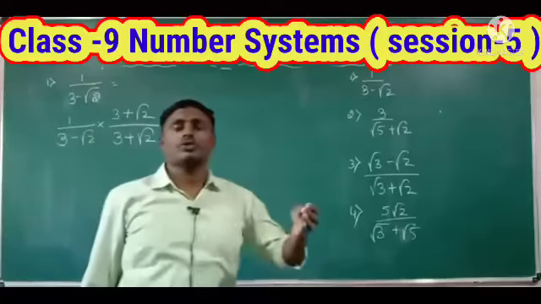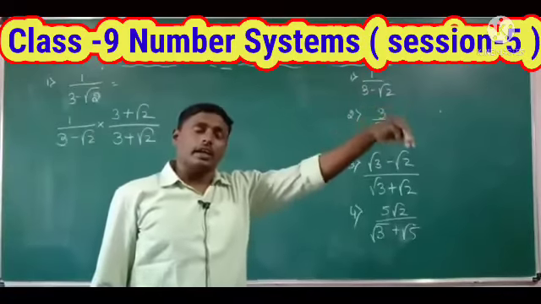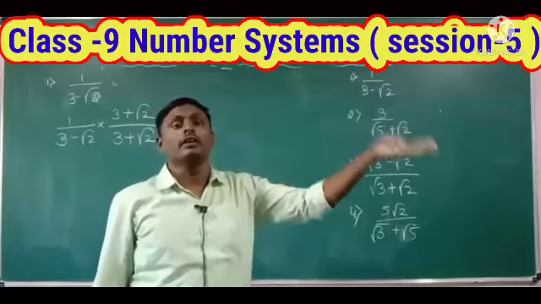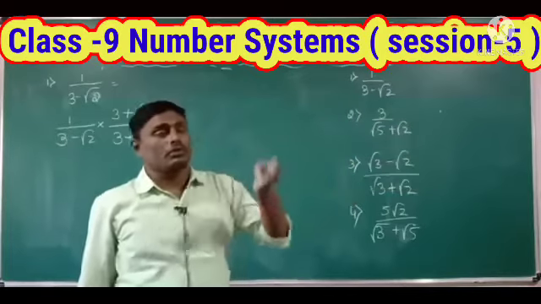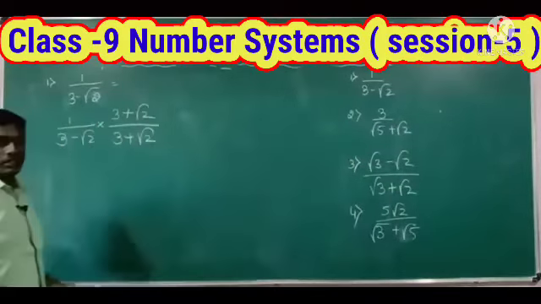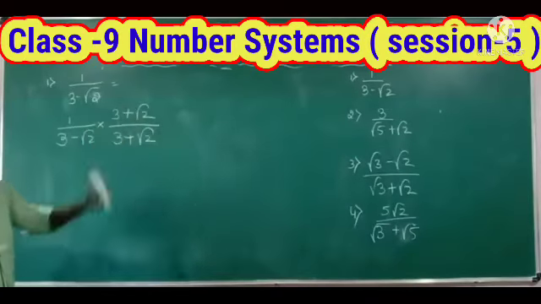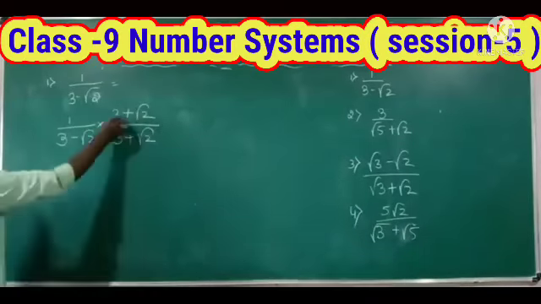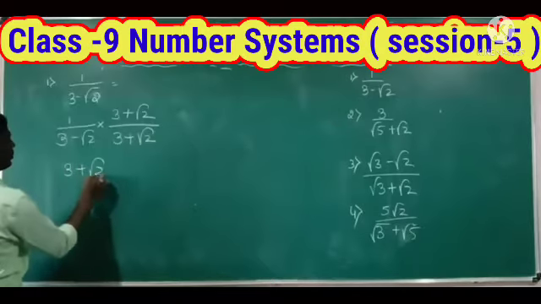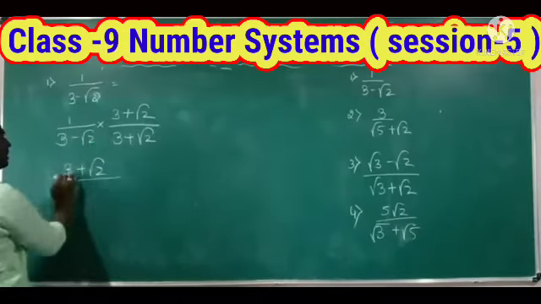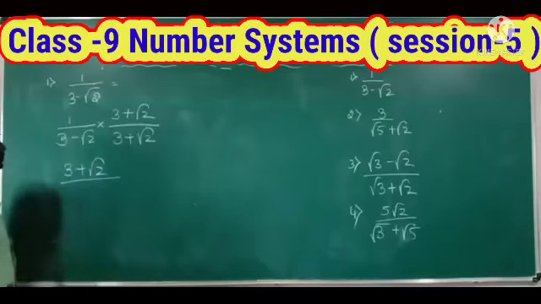If we have a positive sign, we need to take it as a negative. If we have a negative sign, then we will take it as a positive. Here, 3 minus root 2 becomes 3 plus root 2. Multiply both numerator and denominator. So 3 into 1 is 3, plus root 2 as it is. 3 into 1 is 3, root 2 into 1 is root 2.